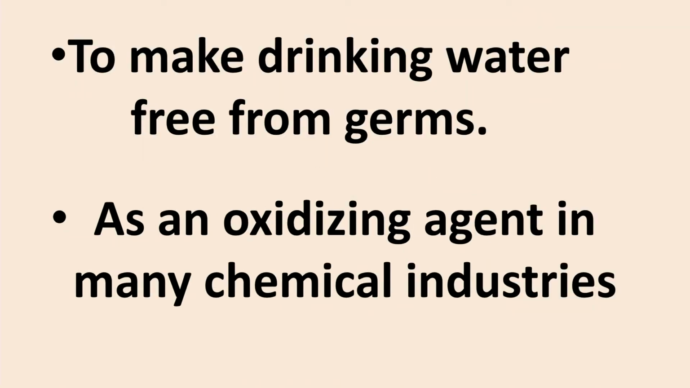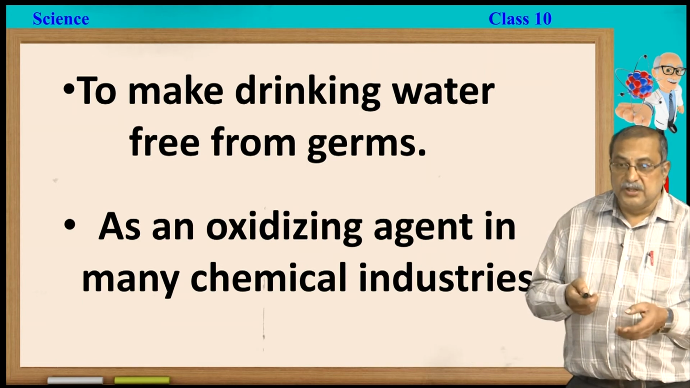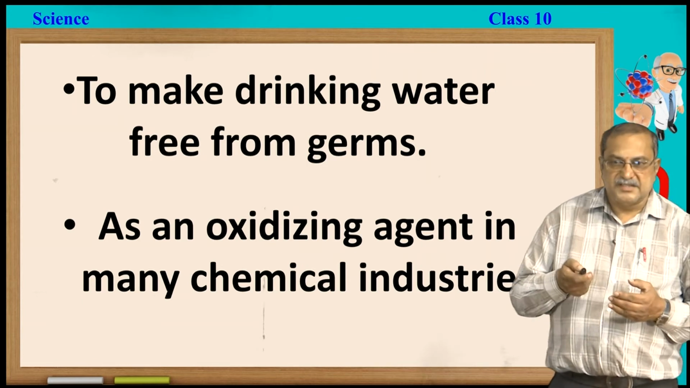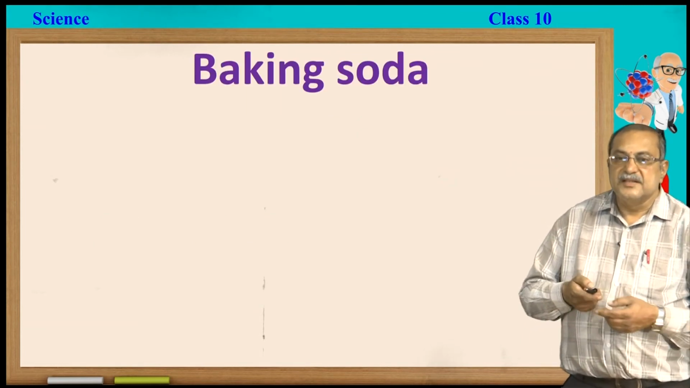Then it is used as an oxidizing agent in many chemical industries. So, chemical industries use this for oxidizing. These are the uses of chlorine. Still more uses are there, which you can learn in the higher classes. Next we come to baking soda.